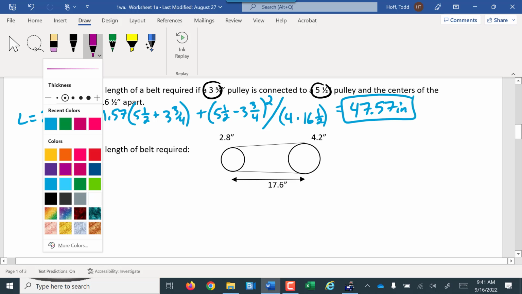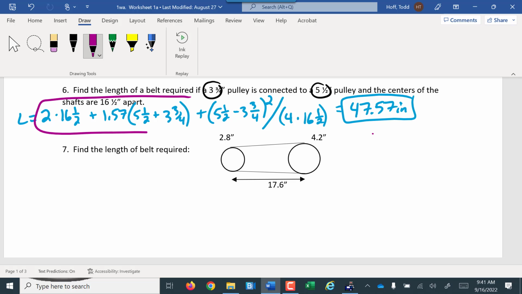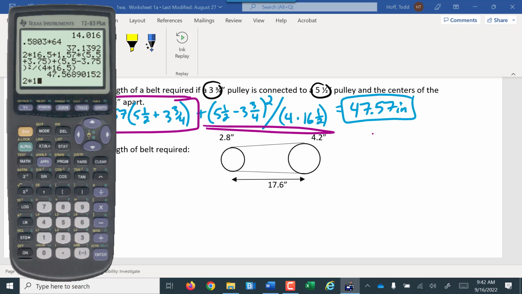Now, what if we didn't account for the fact that the pulleys were different sizes? What we would have done there is we'd have just used that first part of the formula without that correction factor. This part is the correction factor for the fact that the small pulley is not going the full half diameter, the large pulley is going more than half the diameter, and it's at an angle, so it's slightly longer than just the center to center distance. So if we just did that, 2 times 16.5 plus 1.57 times (5.5 plus 3.75), we have 47.52.